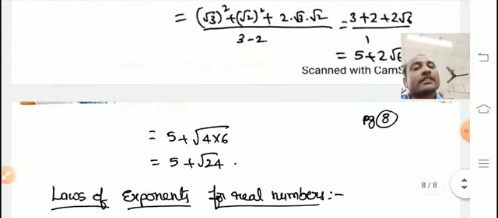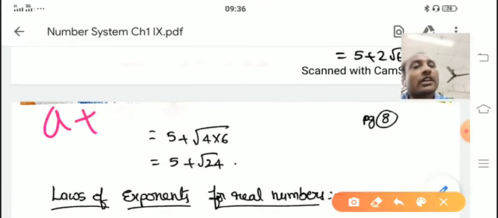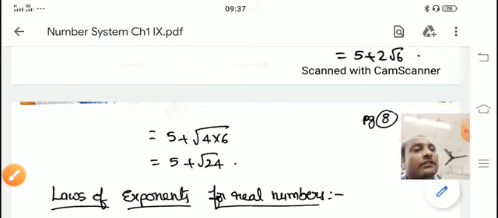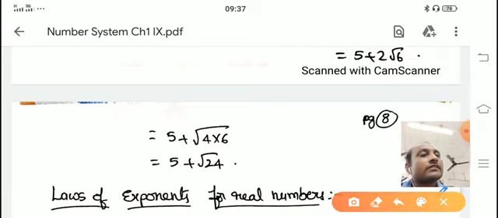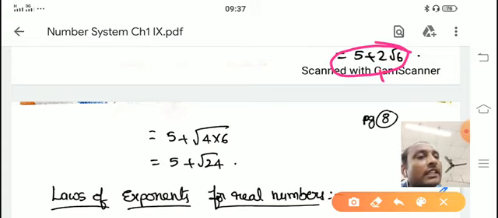Now they are asking to write in a plus root b format. To do that, we got 5 plus 2 root 6. So 2 can be sent inside the square root by writing 4 into 6. 4 times 6 is 24. 5 plus 2 root 6 becomes 5 plus root 24.